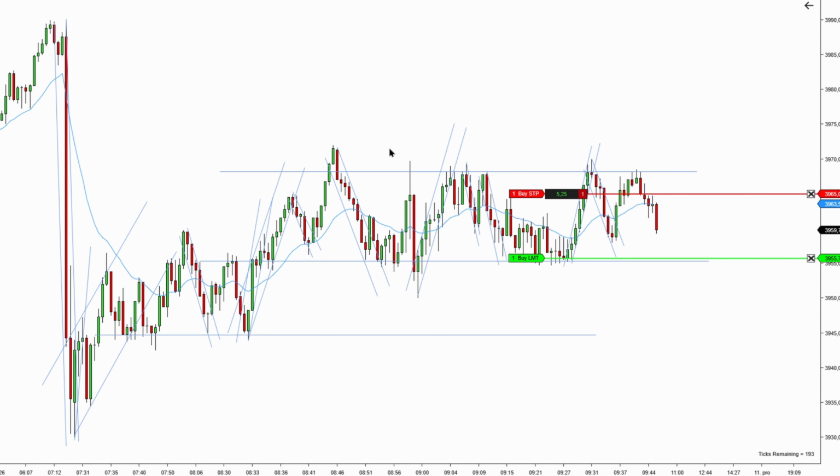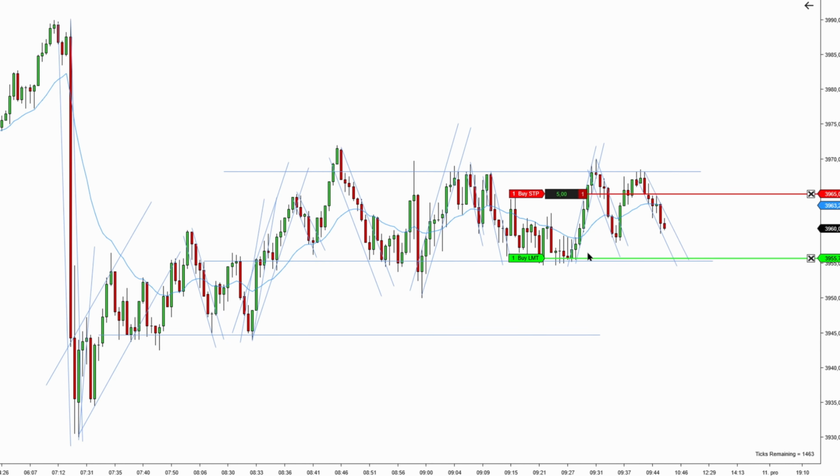Second entry short at the top of the range. And I'm just waiting to see if we can get all the way down to the bottom. I'm not going to be too greedy. I'm going to take it at these lows. May go up. I'm just following the rules. There's really no great setup to buy here.